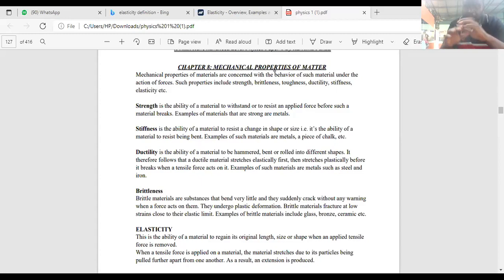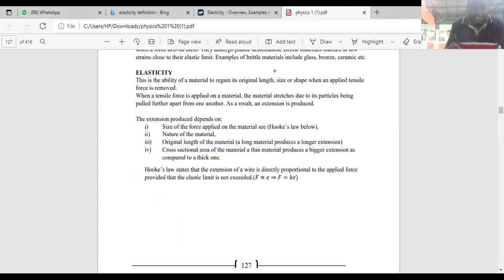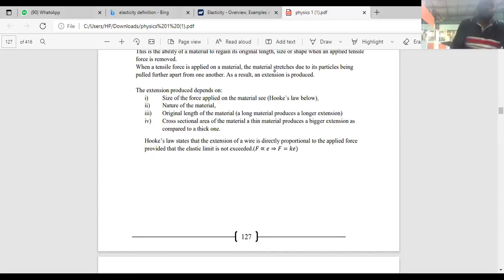Because it can be deformed and then go back to its original shape and size. So with those definitions, when a tensile force is applied, the material stretches due to its particles being pulled further apart from one another. As a result, extension is produced.